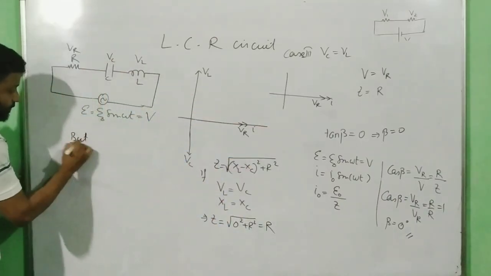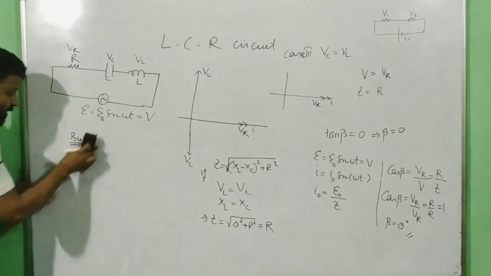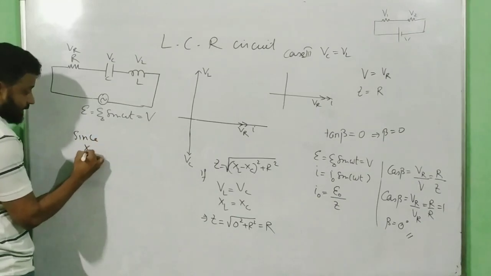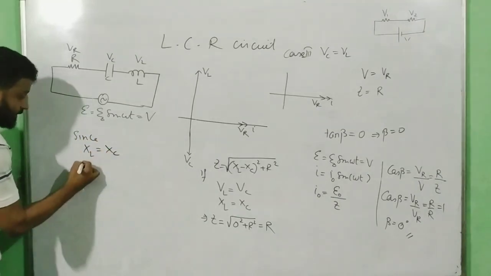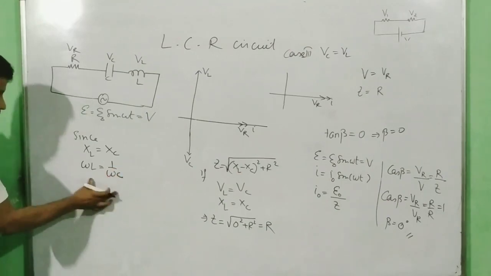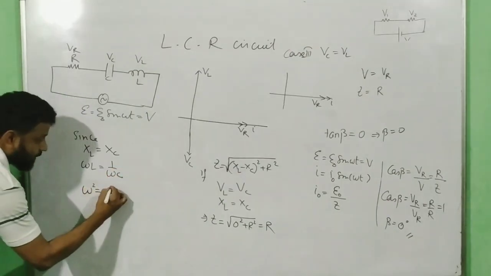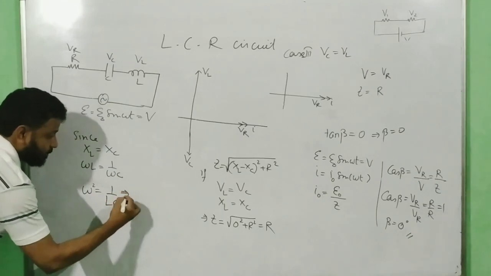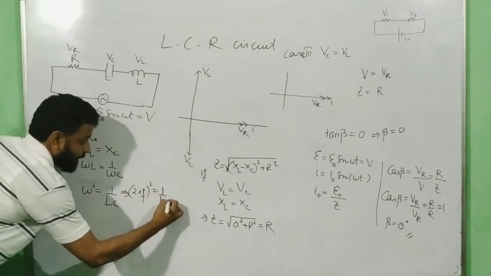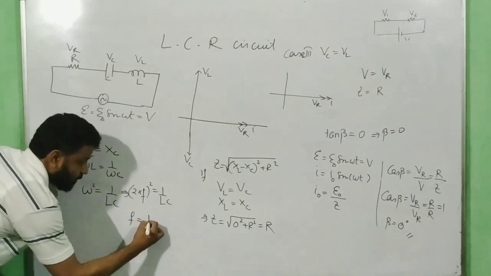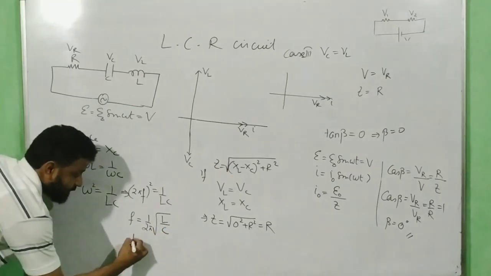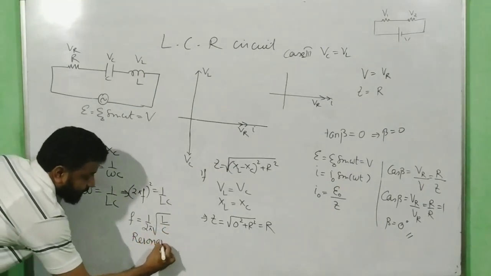Since XL is equal to XC, now what is XL? XL is omega L, XC is 1 by omega C, so they are equal. So what is this? Omega square equals 1 by LC. This implies 2 pi f the whole square is equal to 1 by LC, and this implies f is equal to 1 by 2 pi root over L C. This frequency is called the resonance frequency.